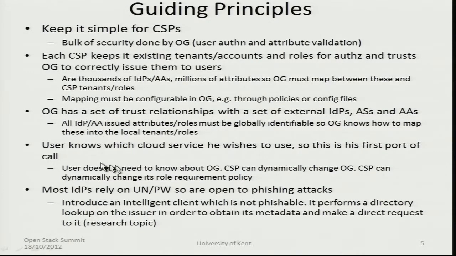Now this is a change to the way it works at the moment. The user knows which cloud service he wishes to use, so that's his first port of call. Now in the current clients, the first port of call is Keystone. You type in the address of Keystone, don't you? But I think, and this can be discussed, normally you go to where you want the service, say I want some service, and then it all starts from there. And that gives more flexibility because the service can say, I'm going to use that Keystone, or I'm not going to use Keystone or whatever, and it can tell the user where it wants the user to go. So that is a change from the existing scheme.